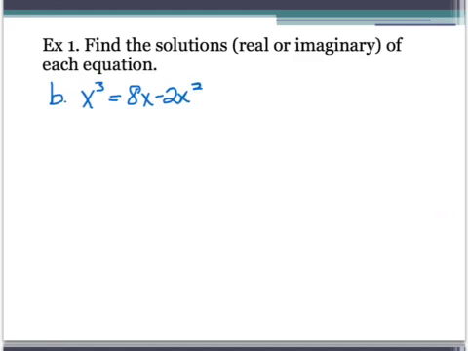Okay, again, example 1, problem B though. I have x cubed equals 8x minus 2x squared. I need to solve this for x. Again, I want to make sure my whole function is set equal to 0. So I'm going to subtract 8x, but I'm going to add 2x squared to the left-hand side. And at the same time I'm doing that, I want to again put it in standard form.